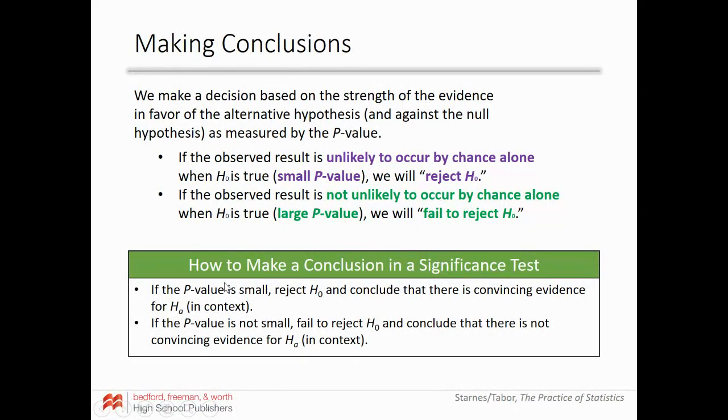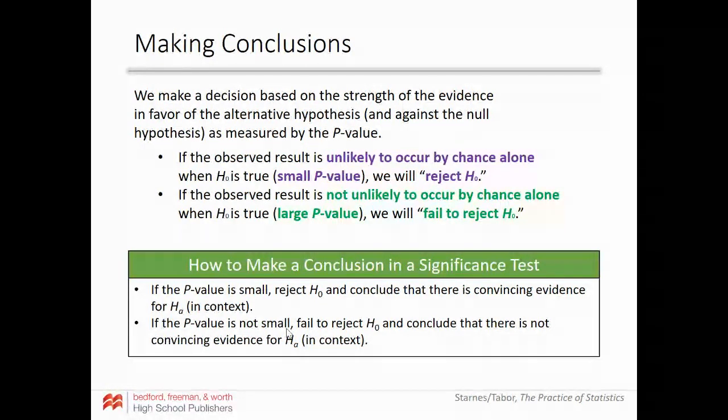There are two conclusions to be made, either what's highlighted in purple or green. If the p-value is small, we reject H naught and conclude that there is convincing evidence for HA. In that basketball problem, the p-value is really small, so we reject H naught. We reject that they're an 80% free throw shooter, and we have convincing evidence that the true proportion is probably less than 0.8. The second option is if the p-value is not small, we fail to reject H naught and conclude that there is not convincing evidence for HA.